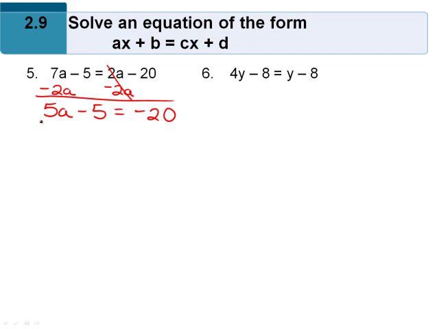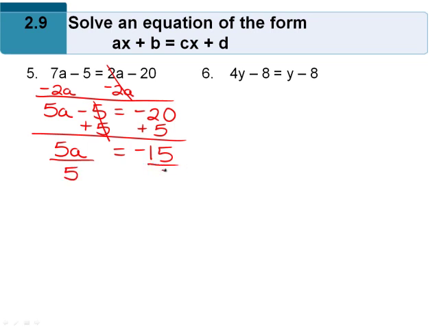Now, we want to keep the 5a, don't mess with it, so we need to get rid of negative 5. So add 5 to both sides. So 5a comes down, cancel the 5's, and negative 20 plus 5 would be negative 15. Okay? And your last step, divide by 5 on both sides. The 5's cancel, so a equals negative 3.